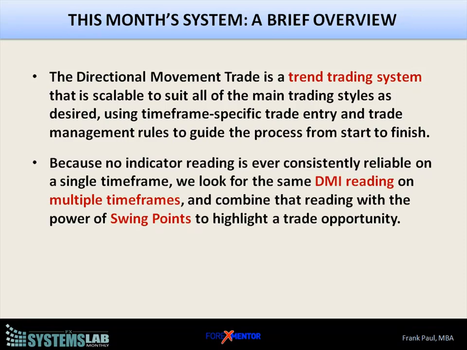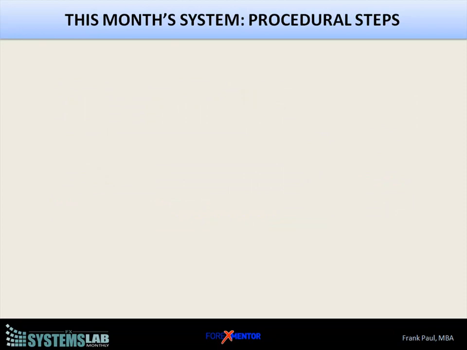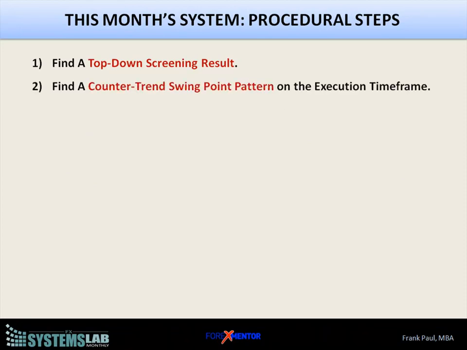Now, because no indicator reading is ever consistently reliable on a single time frame, we look for the same DMI reading on multiple time frames and combine that with the power of swing points to highlight a trade opportunity. The procedural steps are as follows. First, find a top-down screening result, that is the same DMI reading on 4 consecutive time frames. Then drill down to a fifth so-called execution time frame to find a counter trend swing point pattern.